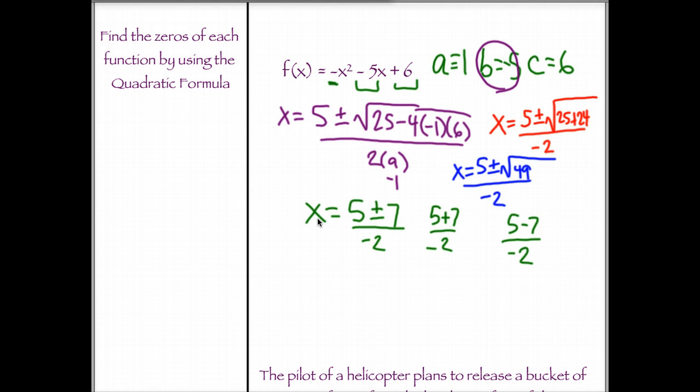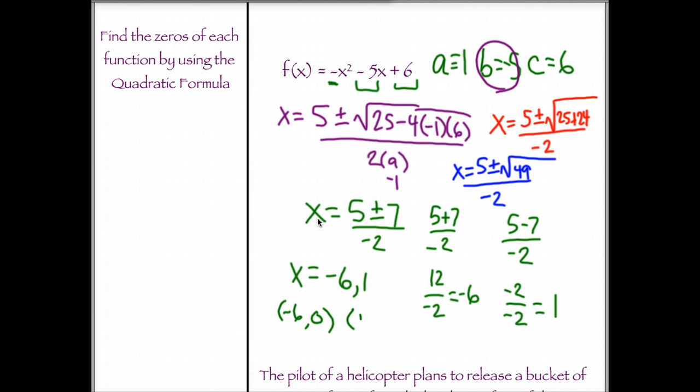So we know that 5 plus 7 is 12, and 12 divided by -2 is a -6. And we know that 5 minus 7 is a negative 2 divided by negative 2, which is a positive 1. So our zeros are going to be x equals negative 6 and 1. So how we would write that as points, it would be negative 6, 0, and 1, 0. And again, we just found our x-intercepts right there.